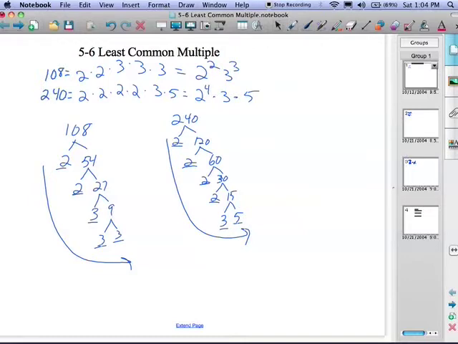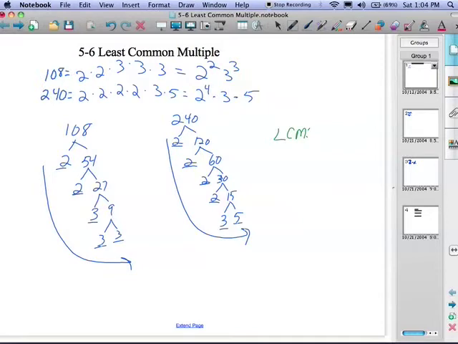Now, when we found the greatest common factor, when we found things they had in common, we circled the things they have in common. For this one, the LCM, the least common multiple, is actually going to be the largest of the things they have in common, along with all of the things they don't have in common.